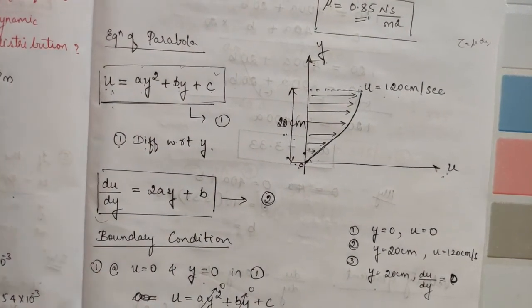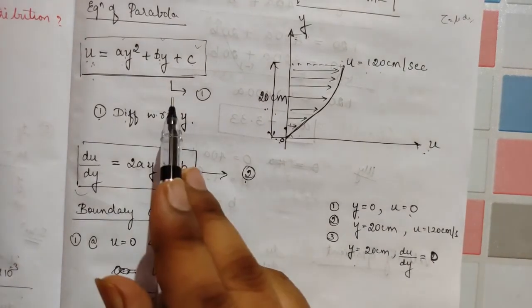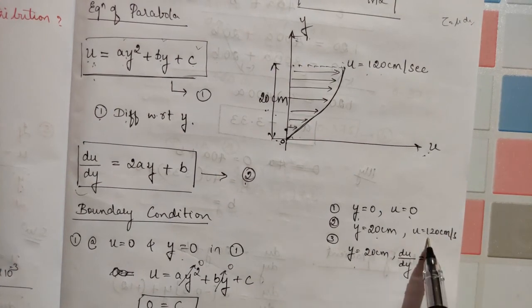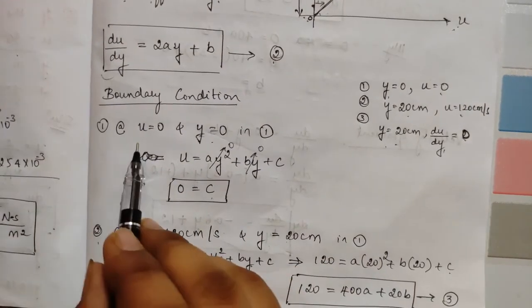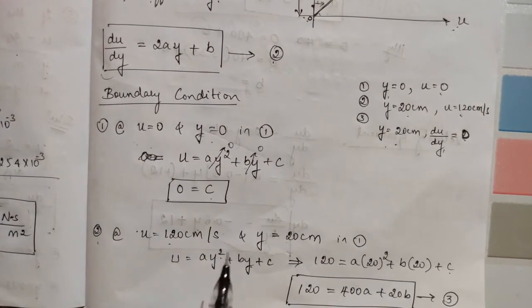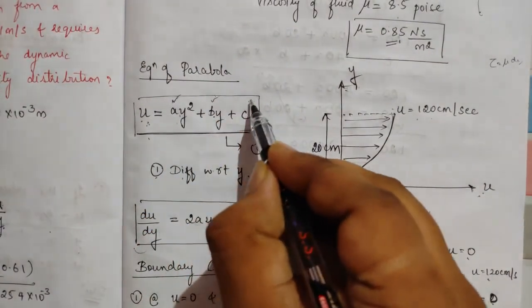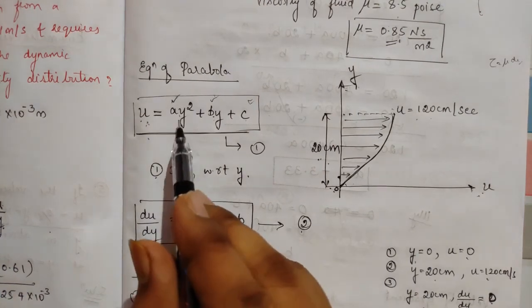So with the boundary conditions: when y is equal to 0, u is equal to 0, what will be the equation? When y is equal to 20 centimeter, u is equal to 120 centimeter per second, what is the equation? When y is equal to 20 centimeter and du by dy is 0, what will be the equation? So I applied the boundary conditions. What is the purpose of applying the boundary conditions? To get the values of a, b and c. So when I applied the boundary conditions, I got the values of a, b and c.